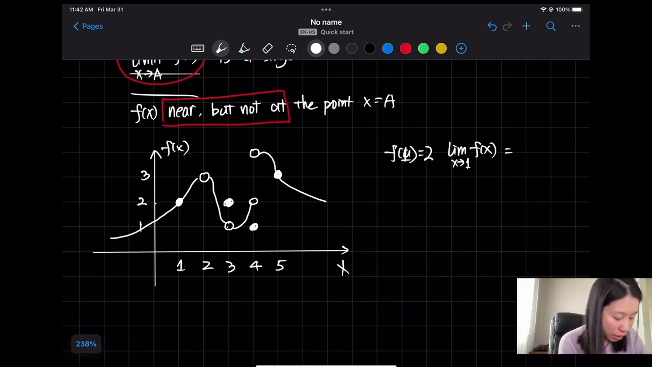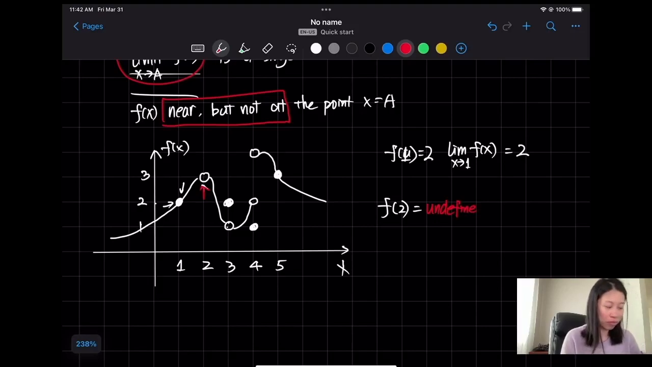All right, so what happened? As x is approaching, the limit is getting close to what? 2. So this is 2. Now let's take a look at f(2). Well, f(2), this is an empty circle, right? Let me use a red pen. This is an empty circle, so that means f(2) is undefined. Now what about the limit as x approaches 2? What's the behavior of the function when x is nearby 2? If we take a look, as I'm approaching 2 from both sides, the function is getting very close to 3, right? So that means the limit as x approaches 2 is 3.